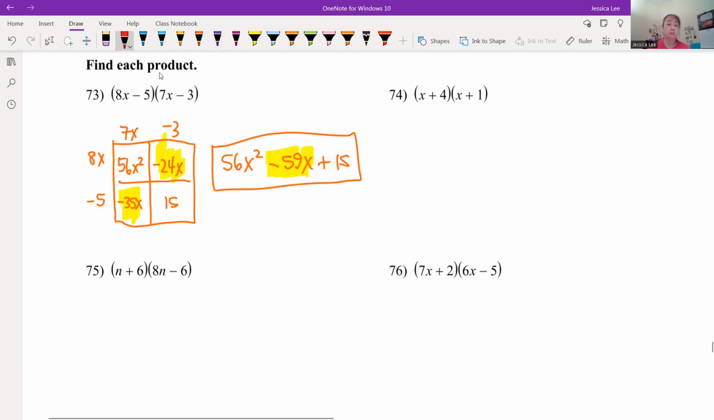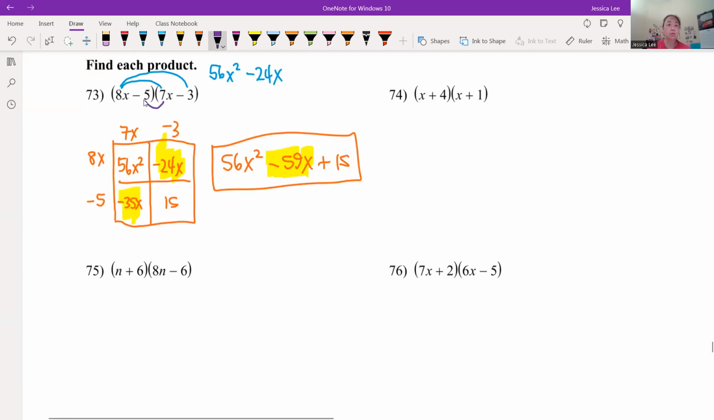Okay, like I said, actually for 73, I'll show you the other way so you can see the difference, okay? So it's just distributing. You're just distributing twice. First with the 8x. So 8x times 7x is what? 56x squared. 8x times negative 3 is going to be negative 24x. You see how it's the same thing as that first line there? And then we're going to do the second part, which is going to be the negative 5.